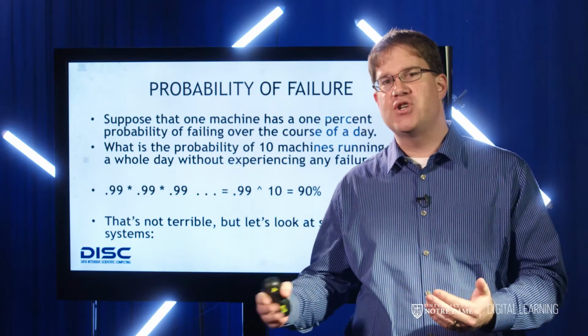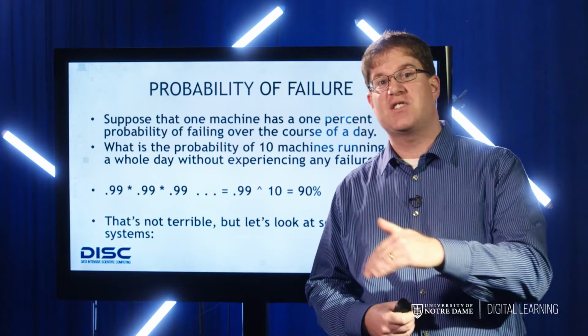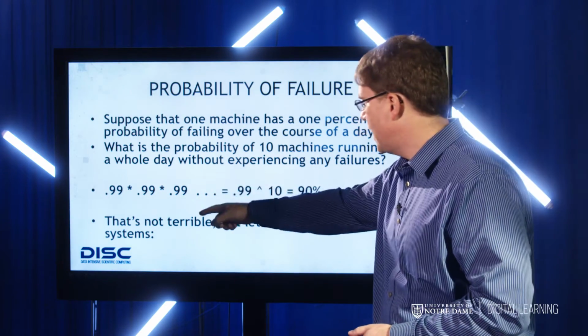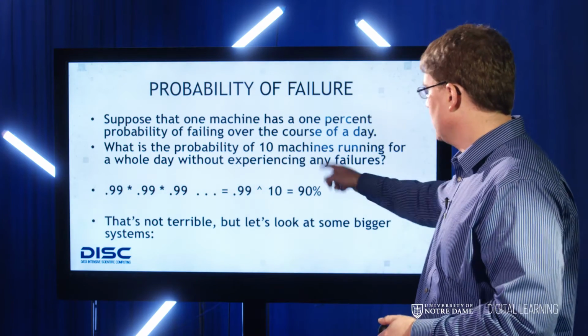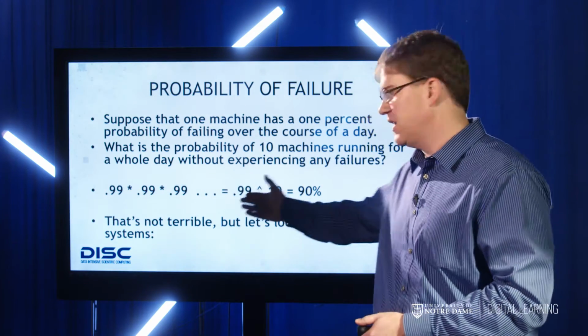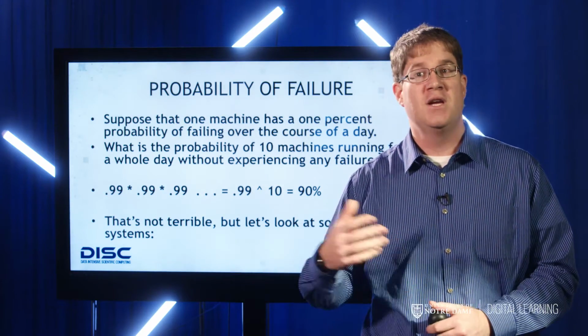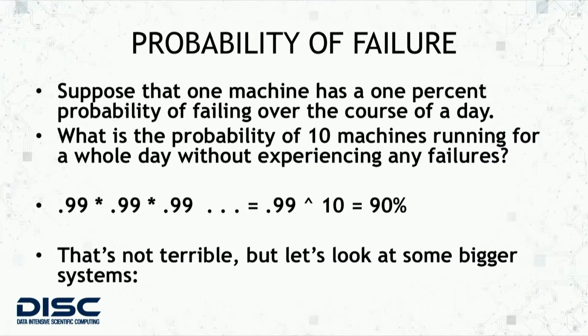So as we add machines, our probability of success goes down. If I have 10 machines, my probability of success is going to be 99 times 99 times 99, 10 times, so that's 99 to the 10th power, and the probability of 10 machines working over the course of a day is 90%. Well, that's starting to get low enough that now we're getting worried about the probability of failure. And as our systems get even bigger, things get even worse.